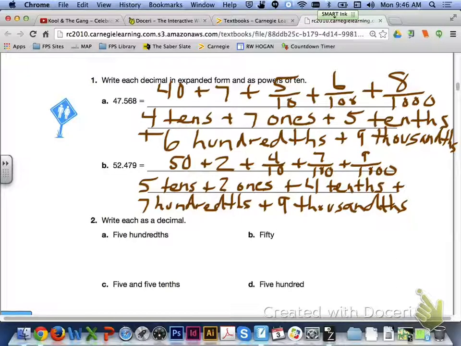For letter B, our decimal is 52 and 479 thousandths. So in expanded form, it should look like 50 plus 2 plus 4 tenths plus 7 hundredths plus 9 thousandths. And written as powers of 10, you should have 5 tens plus 2 ones plus 4 tenths plus 7 hundredths plus 9 thousandths.